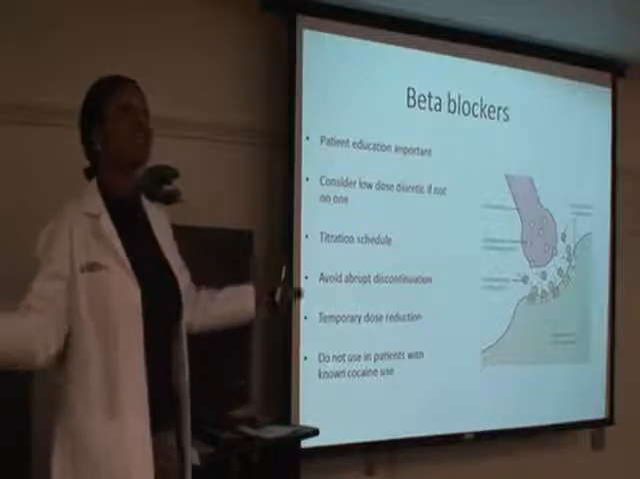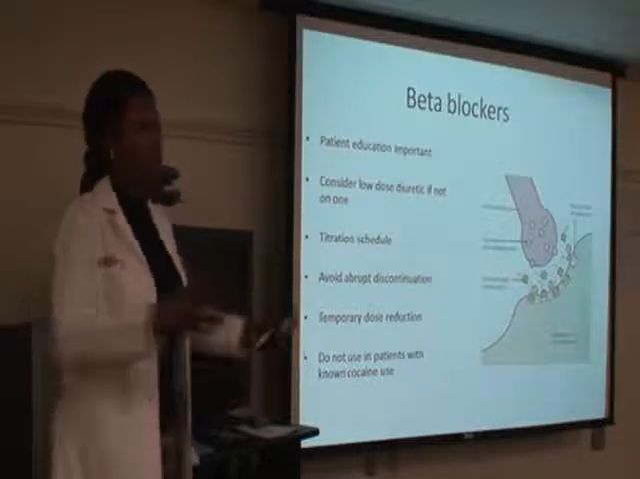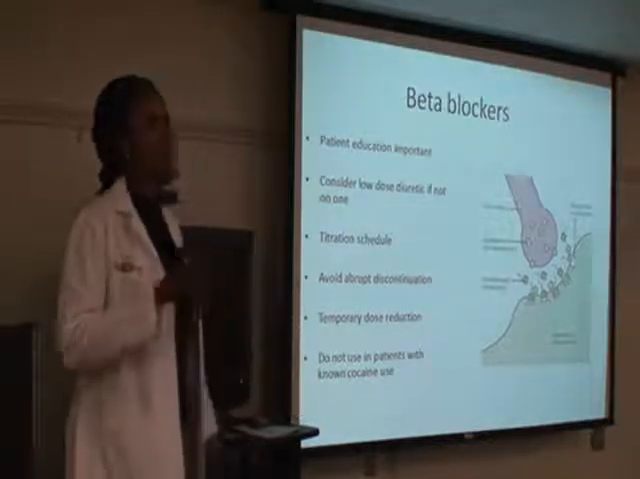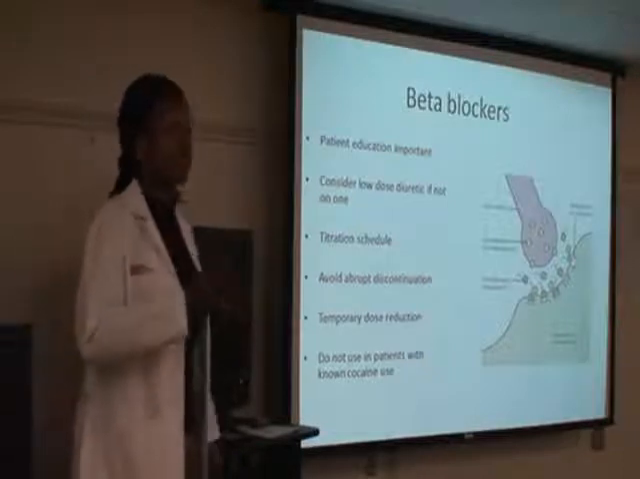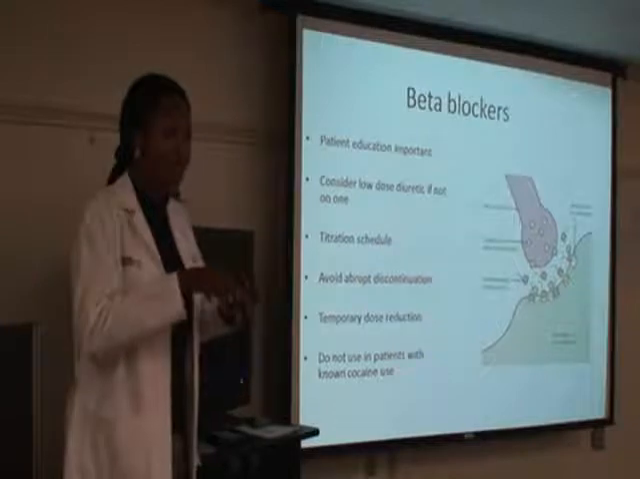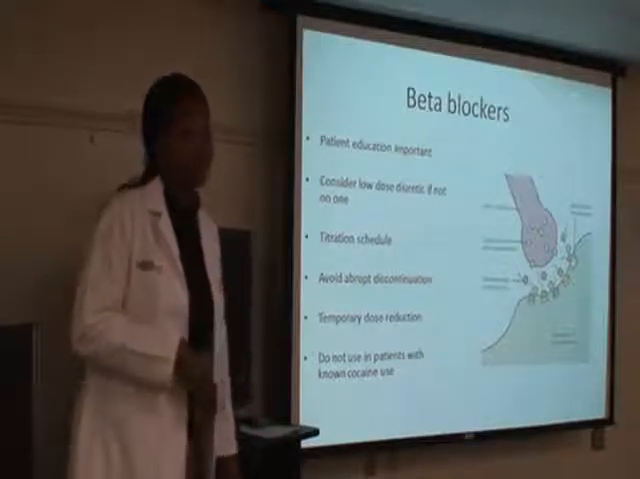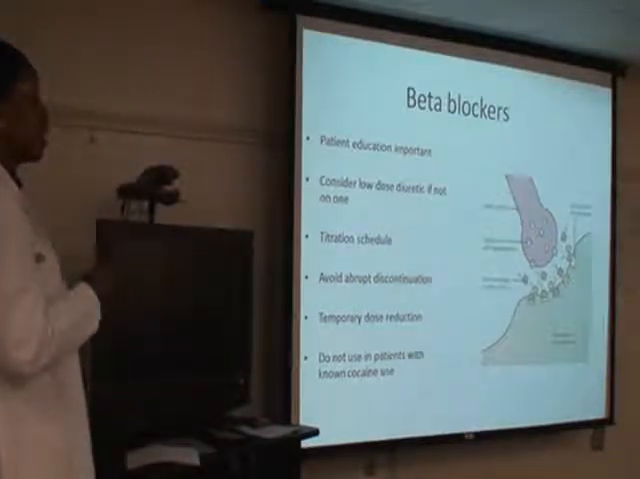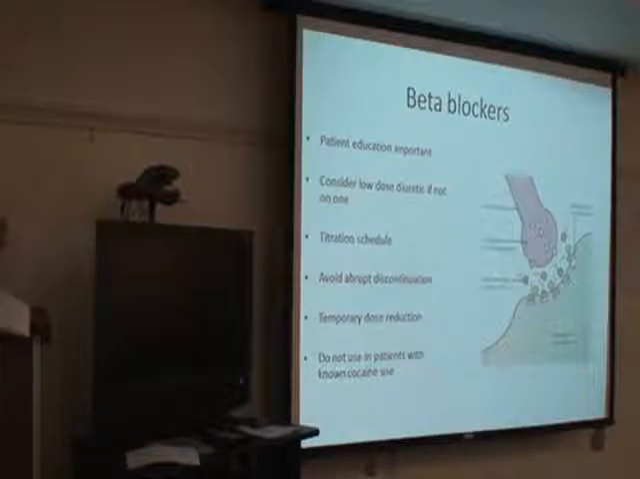What about if they come in on a beta blocker? Do you take them off the beta blocker? No. You continue it, because they've already been on it. Sometimes if they're in severe heart failure, you may want to decrease the dose, but you don't stop it. Okay. And you don't want to use beta blockers in patients who come with cocaine abuse.